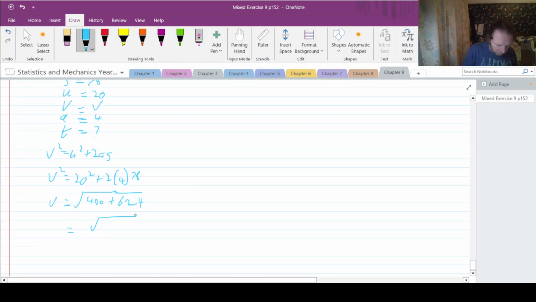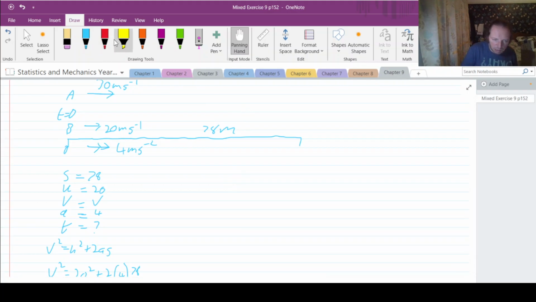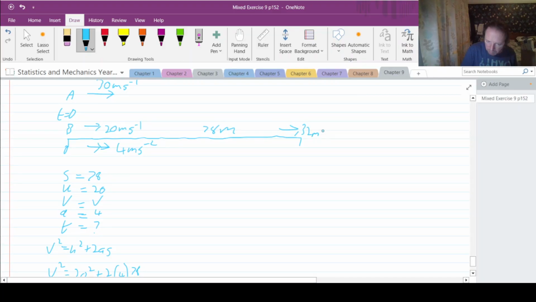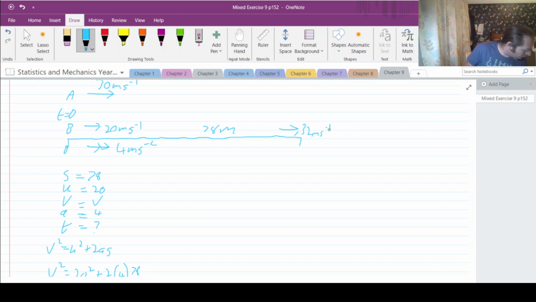Okay, square root of 1024, and so the final velocity of car B at there is, of course, 32 meters a second. Okay, so by the time we get to there, we are now doing 32 meters a second.